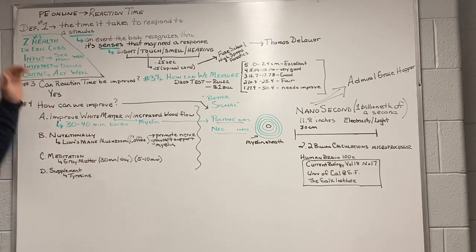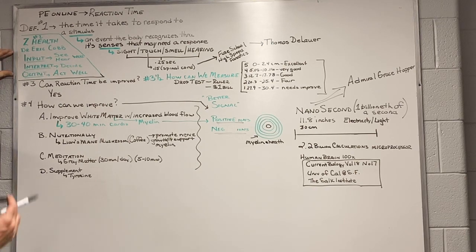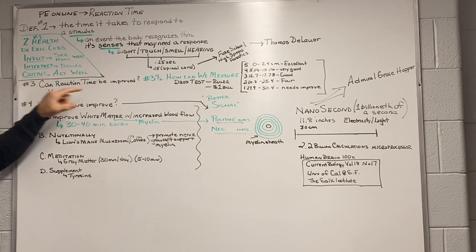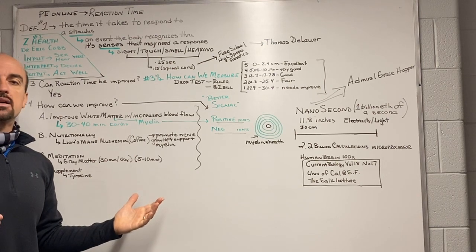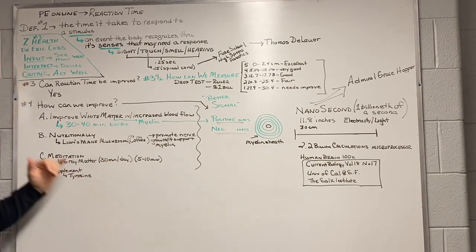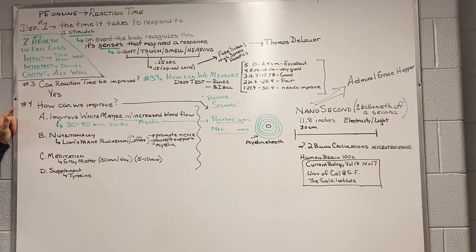So question number 1 was a definition. Question number 2, what does Dr. Eric Cobb at Z Health say that we should? We've talked about this in other videos. Question number 3, can reaction time be improved? Question kind of 3.5. How can we measure our own reaction time to have a baseline? And then question number 4, what are some things that we can do to improve our current reaction time?